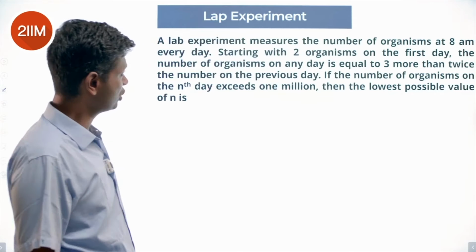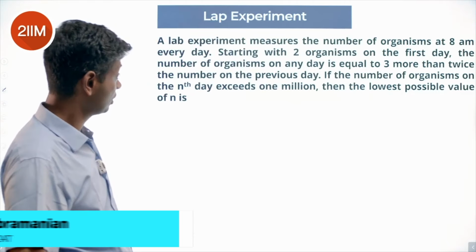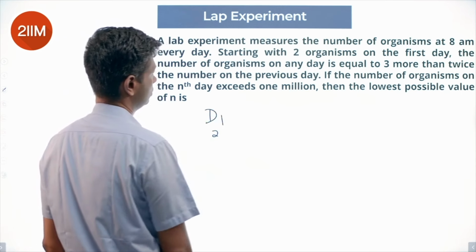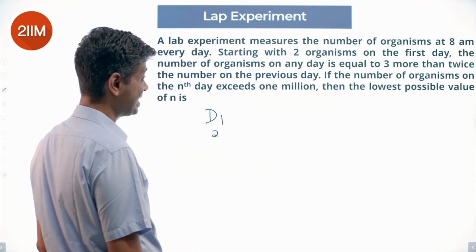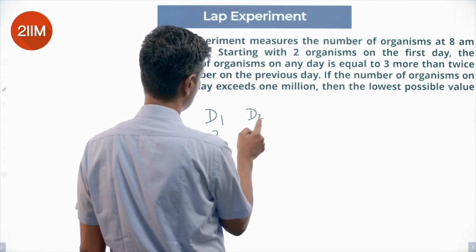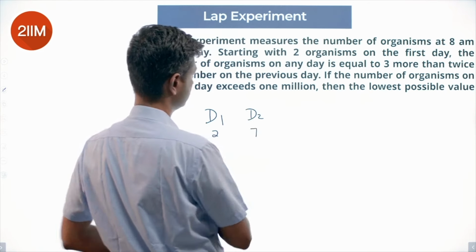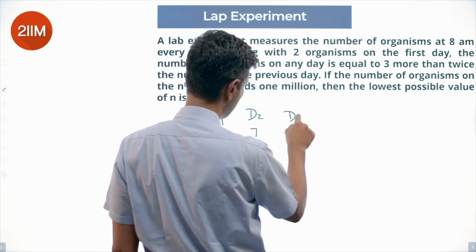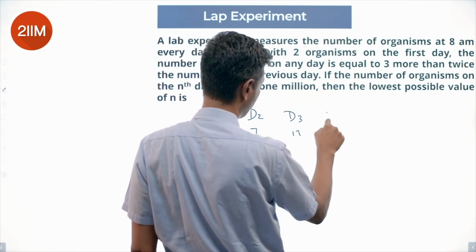A lab experiment measures the number of organisms at 8 a.m. every day, starting with two organisms on the first day. The number of organisms on any day is equal to 3 more than twice the number on the previous day. So D2 is 7. The number of organisms on D3 will be 7 into 2, 14 plus 3, 17.